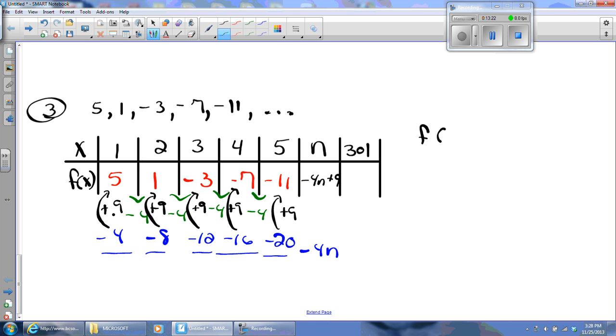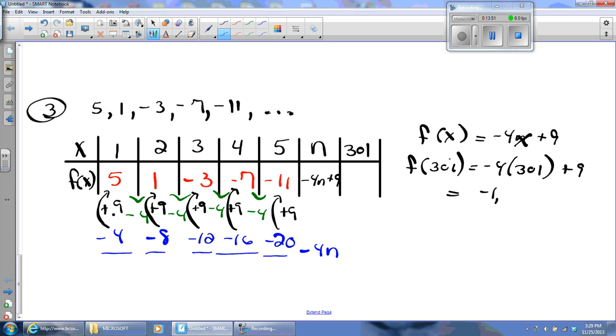My equation will be f of x, and that will equal -4x plus 9. So f of 301 equals -4 times 301 plus 9. That'll be -1,204 plus 9, which should get me -1,195, I think, right? And there's your 301st term, -1,195.